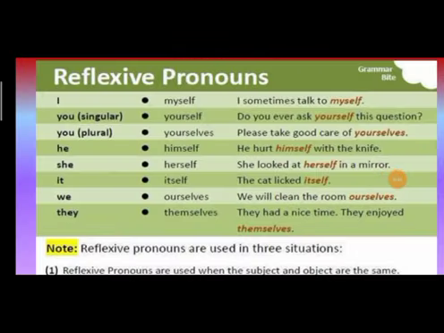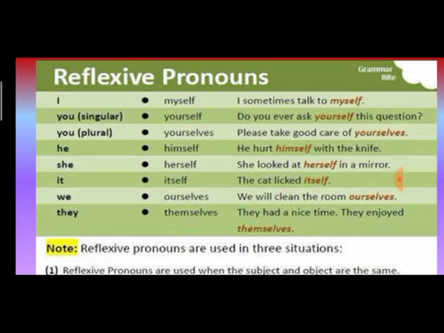Now in this table you can see how a personal pronoun changes to a reflexive pronoun. I is a personal pronoun which becomes myself. Example: I sometimes talk to myself. You, in case of singular, becomes yourself. Do you ever ask yourself this question? You in the plural form becomes yourselves. What is the example of it? Please take good care of yourselves. It means we are talking about more than one person.